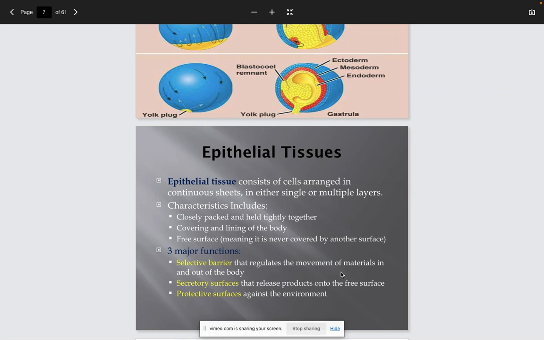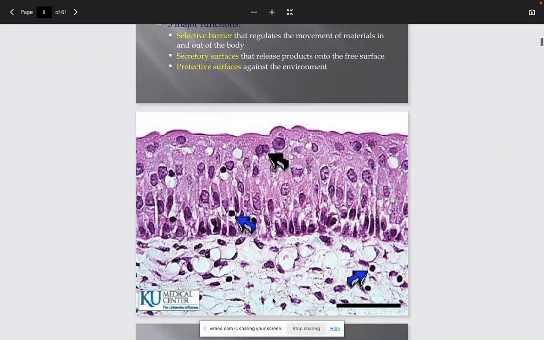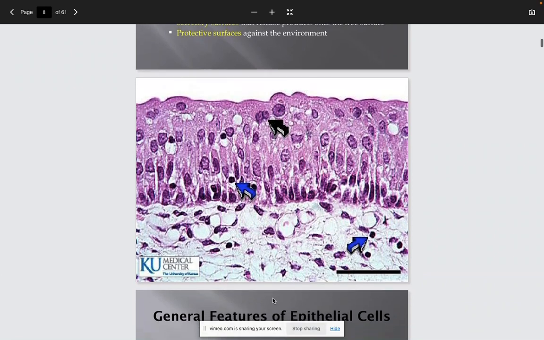Talked about how sweat is secreted to the outside of the body, so we have a secretory surface. And we also know that the epithelial tissue provides a protective surface, right? And we talked about how when the skin is cut, it allows microorganisms that are present on the skin to invade inside of the body. This is just a histological slide showing you the epidermal layer.